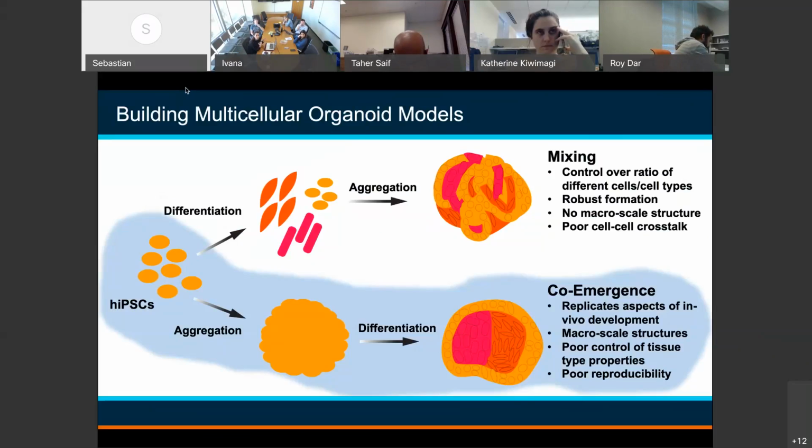So you get these large-scale structures forming, and even though this is a better model than our mixing model in some ways to study self-organization, you get poor control of tissue type properties and relatively poor reproducibility. The question is, how can we make these co-emergent models better?